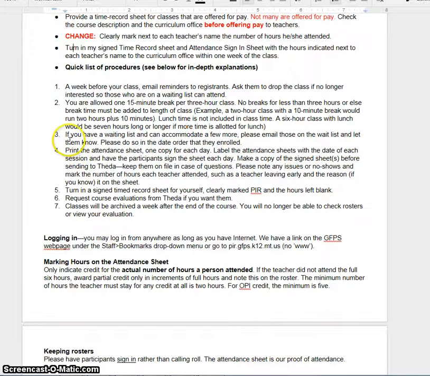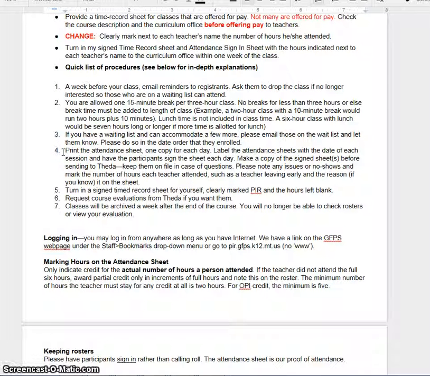The other piece here: if you have a waiting list and accommodate that waiting list, please let them know. Especially if people call you a day ahead of time and say, hey, can I show up? You make the judgment on that if you have room, but we know some of our sessions don't have room, especially in computer labs.